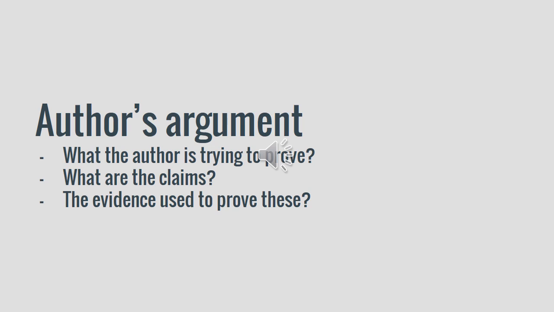Right alongside author's purpose is the author's argument. Very similar, except if the author is only writing to possibly entertain you or to persuade you, the argument might not be as prevalent. So the important things to ask are what the author is trying to prove, what the claims are, and what evidence is used to prove these, especially if that evidence is relevant and if it's credible.